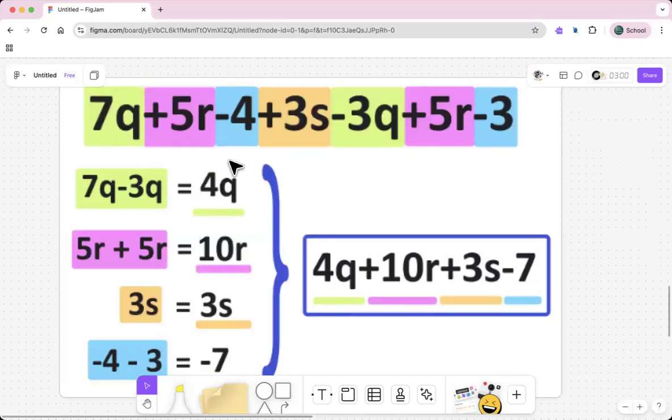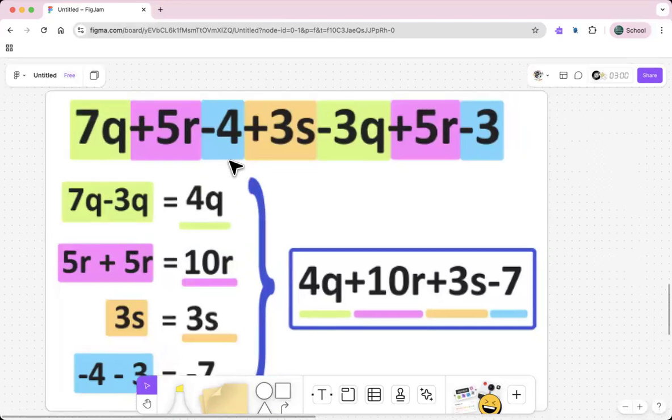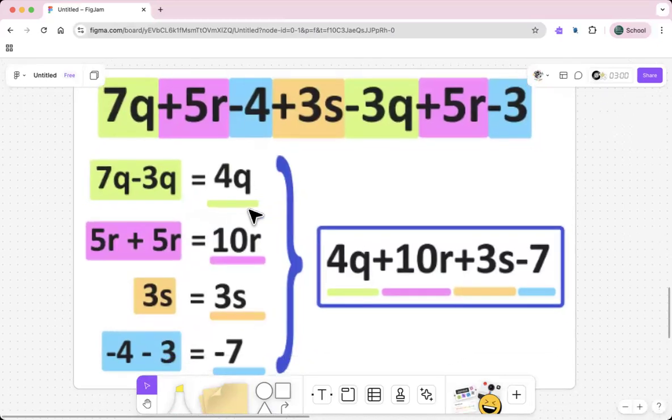So usually, I just wanted to touch on this a little bit. Usually I would rewrite the question with all the like terms next to each other, but you can see 7q and minus 3q, you have to have the same letter, same power. 5r and positive 5r. The negative belongs to the 4, so negative 4 and negative 3 combine to negative 7. The positive 3s is the only thing that doesn't have another like term, so it has to just stay by itself as positive 3s. That's just like a tricky question I threw in there.